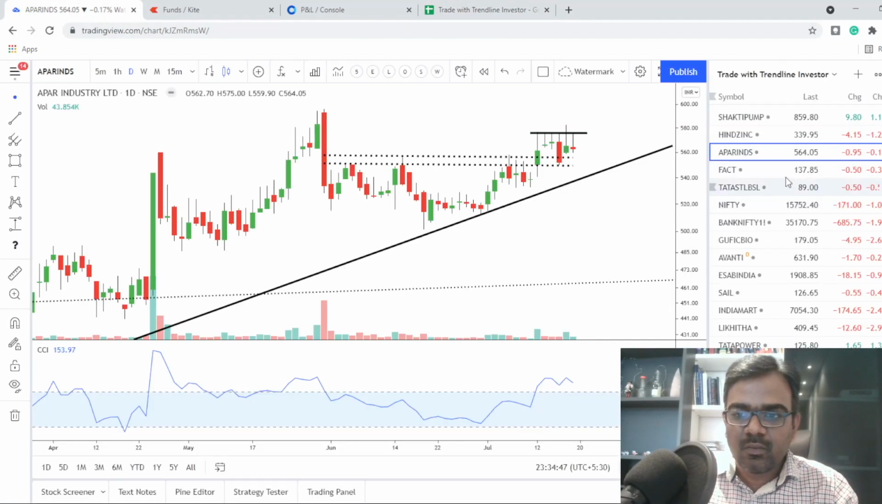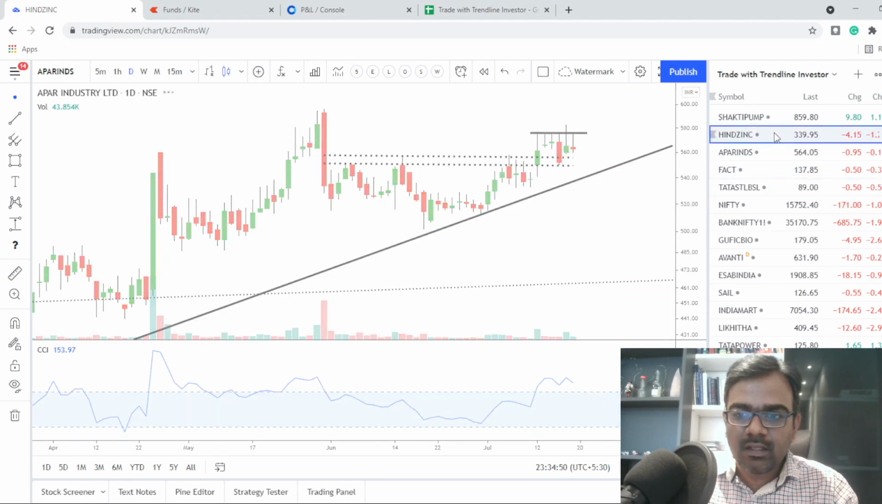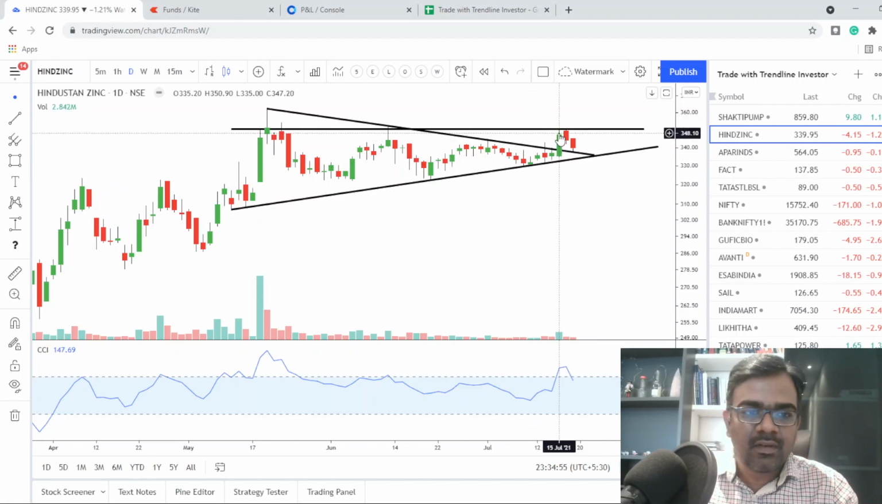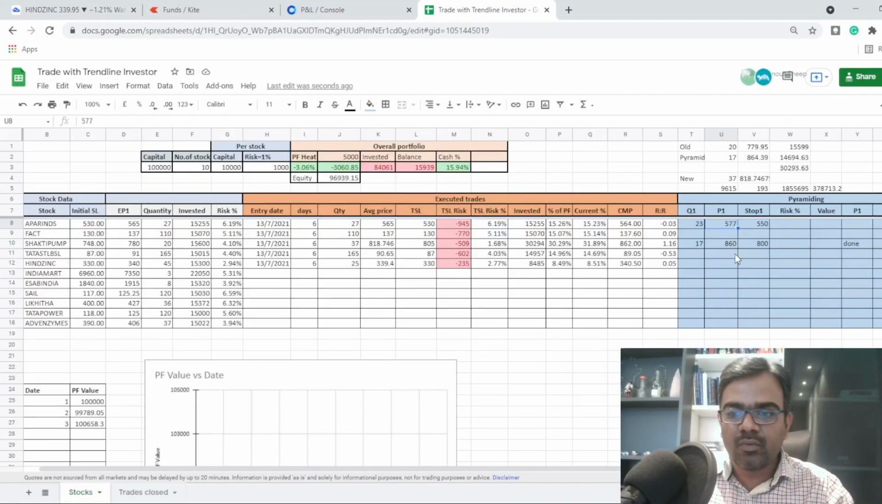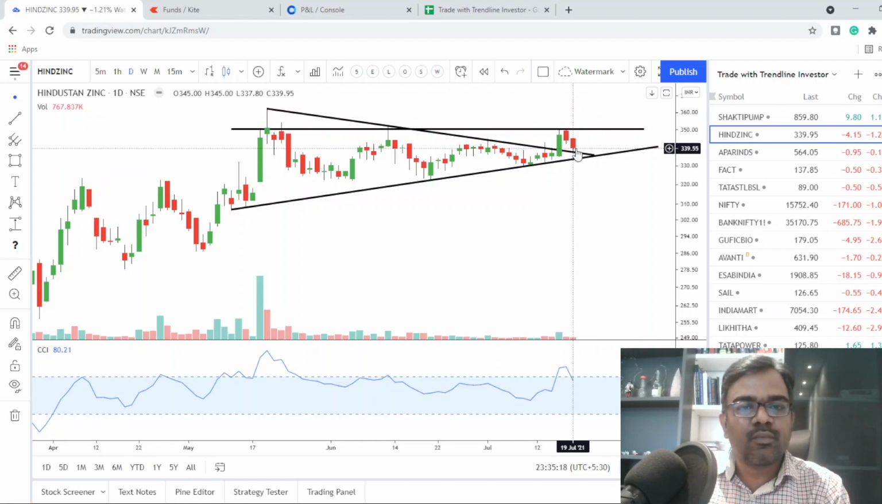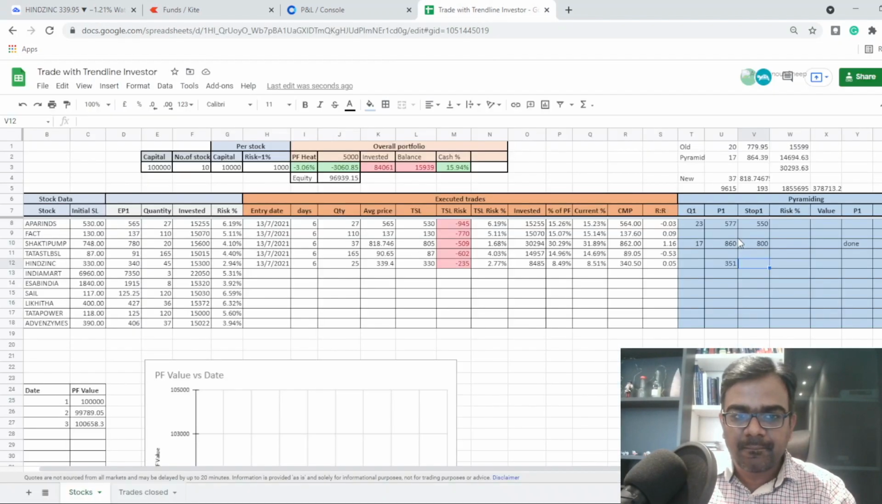Now the next one was Hindustan Zinc. So I'm just going to check again here. Now Hindustan Zinc, if we go above 351, I'm going to add more. Okay, so 351 is where I'm going to add more for Hindustan Zinc. And my stop, I'll take this low as a stop for now. We can keep this low because if we retest and go higher, this low is intact. So I'll keep a stop at 337. It's 337.8, I'm keeping it 337, just rounding it off. So if I take the same 1% risk, I can buy 72 shares.